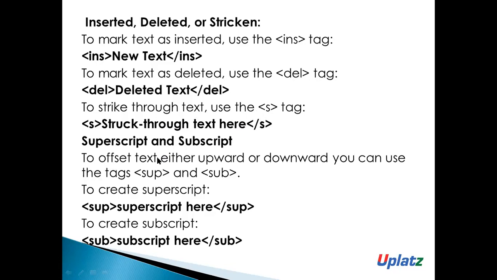To offset text either upward or downward, you can use the tags sup and sub. To create a superscript, I'm just using sup. To create a subscript, I'm just using sub. So to offset either upward or downward, I'm just using the superscript and subscript tags. For superscript, I'm using the sup tag. For subscript, I'm using the sub tag. So that is the difference. So this is how you can insert, delete, and strike over text.